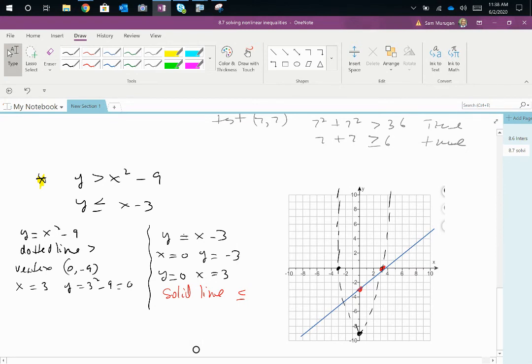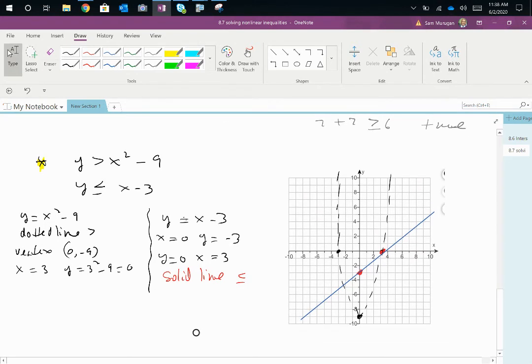And we want to now test values. So we've got 4 possible places where this could be shaded. It could be shaded under the line but inside of the parabola. It could be shaded above the line and inside the parabola. It could be shaded below the line and outside of the parabola. And it could be shaded above the line and outside of the parabola. So we're going to start with the easiest points. First, let's start with 0, 0. So test 0, 0 at this point here.